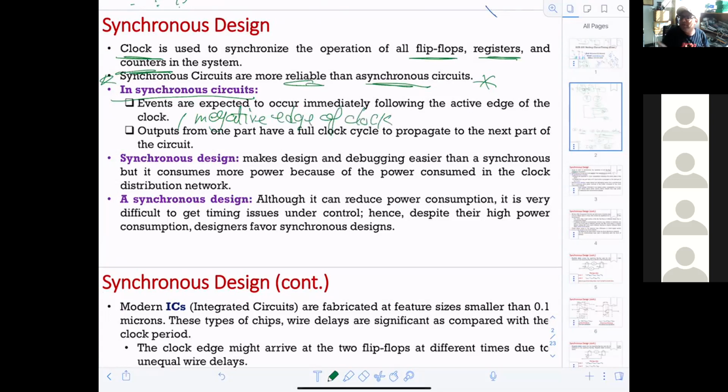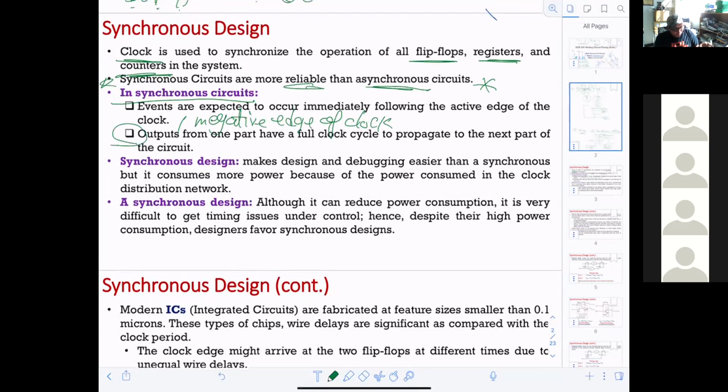Not that many people use the negative edge of the clock. The majority of designers are using the positive edge of the clock. It's something people got used to. But you can actually turn off all of the positive edge and work with the negative edge. There is no problem with that.